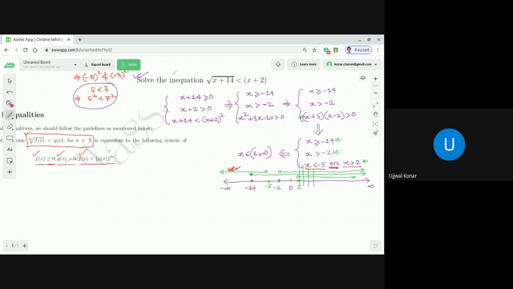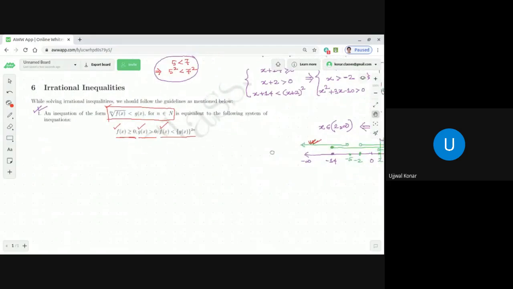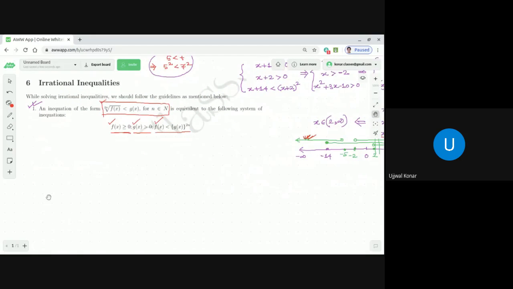And again, let me repeat, dear students, these are not in your board syllabus. These are applicable for JEE Mains and JEE Advanced. It will never come in your board examination.